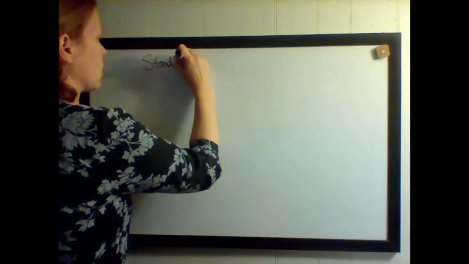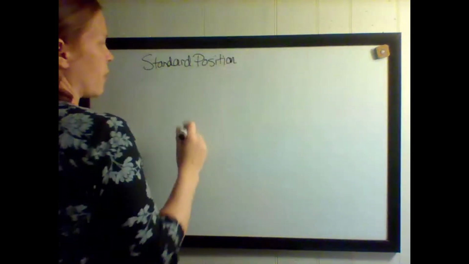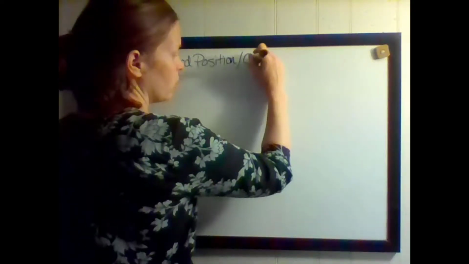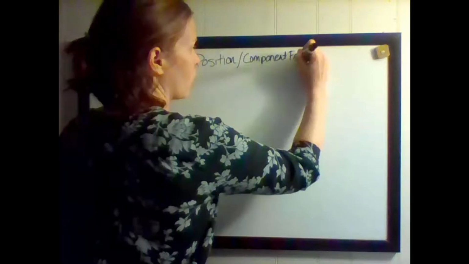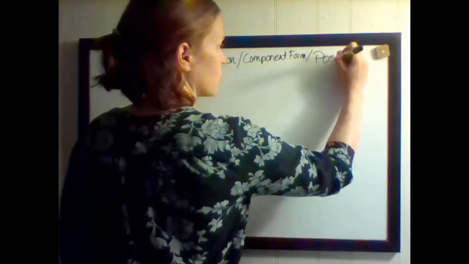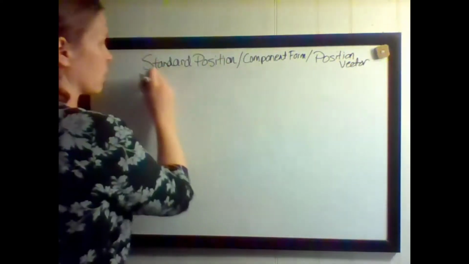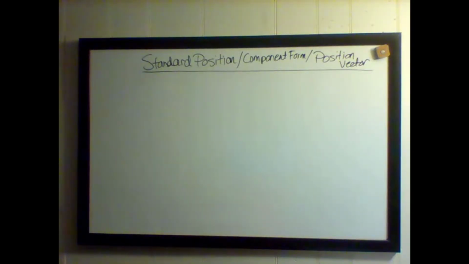So to look at the standard position of a vector, standard position. Now this is also sometimes called the component form, or sometimes it's called the position vector. It has a lot of different names, mainly because of different contexts. So the standard position, component form, or position vector.